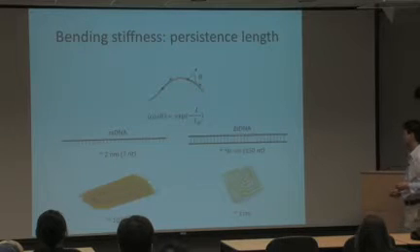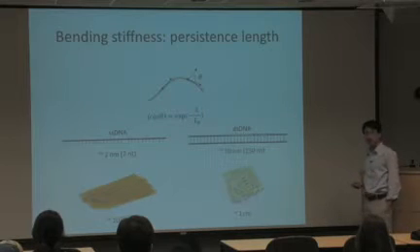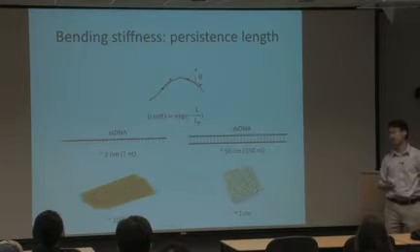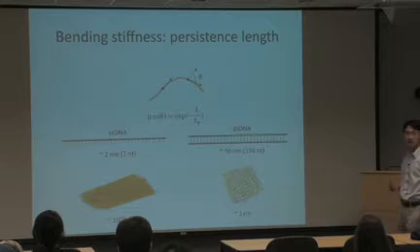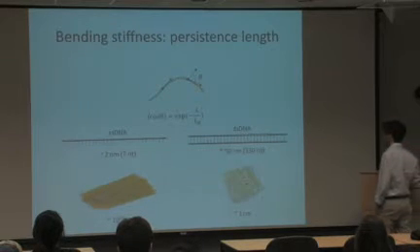Okay, and you can think about ramen noodles, and they're very curly. And if you measure how much they curve, they curve on the order of a centimeter or so. So you can think of this persistence length of ramen noodles at 1 centimeter.